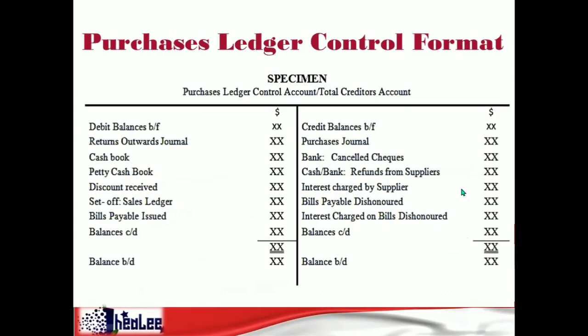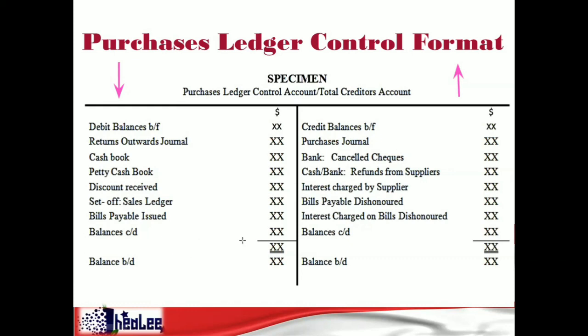Here is a specimen for your purchases ledger control account. Do remember, if you are asked to, that's the purchases ledger control format. That's a specimen. And again, we increase on the credit for the purchases. So purchases increase on the credit and decrease on the debit, right? Remember, we're using that same rule as preparing a creditor account. Creditor is a liability. Liability increases on the credit and decreases on the debit.